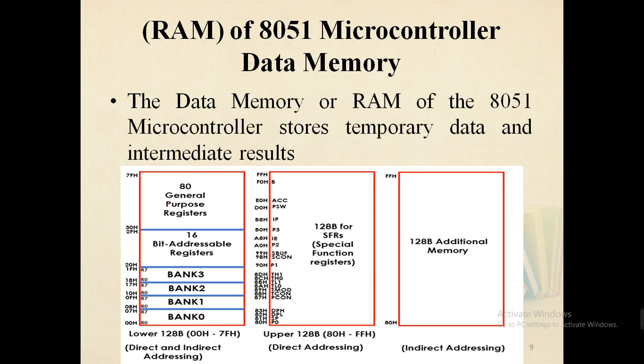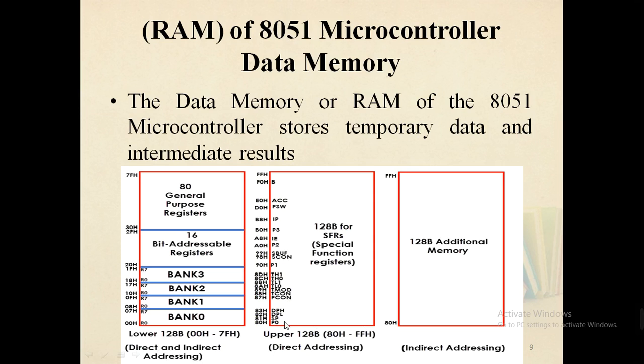The final 80 bytes of the internal RAM, from 30H to 7FH, is the general purpose RAM area, which is byte addressable. These lower 128 bytes of RAM can be addressed directly or indirectly.